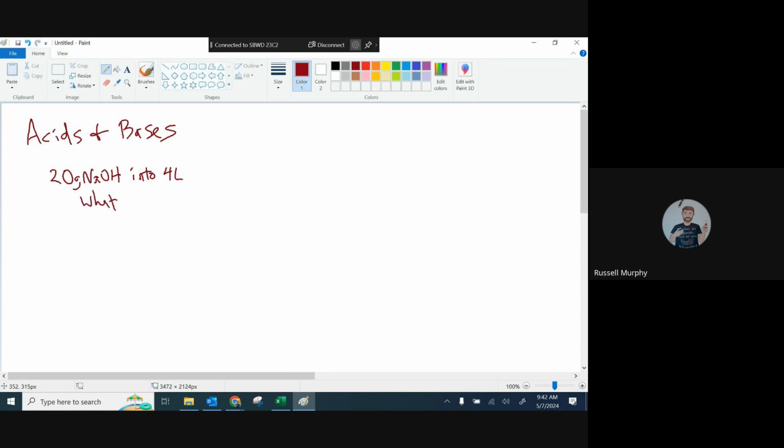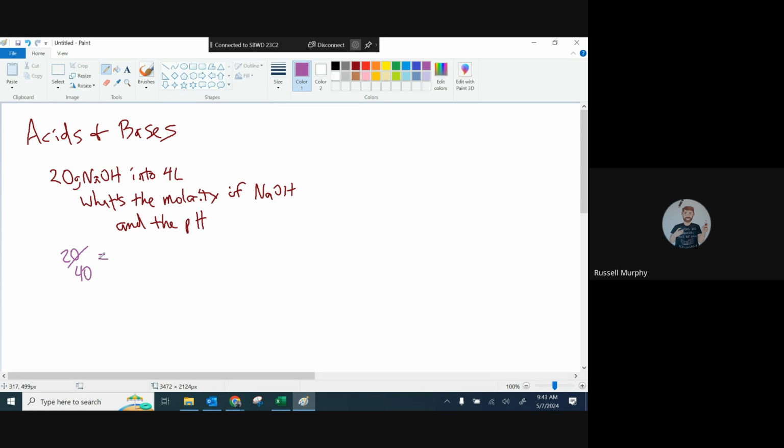What's the molarity of NaOH and the pH? So we have 2 aspects to this. The first part is what's the molarity? How do we calculate molarity? Molarity is moles divided by liters. I picked this 20 on purpose because the molar mass of NaOH is 40. What is 20 divided by 40?